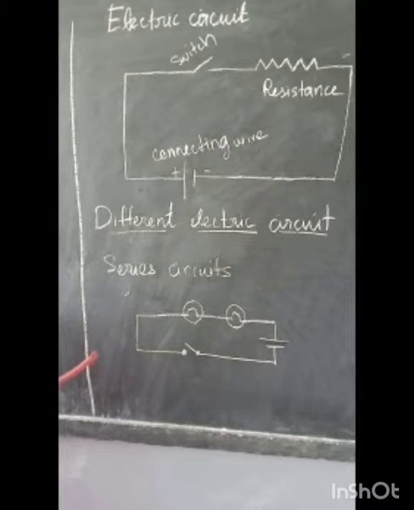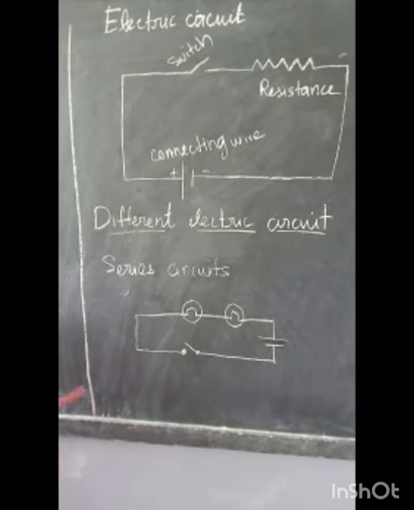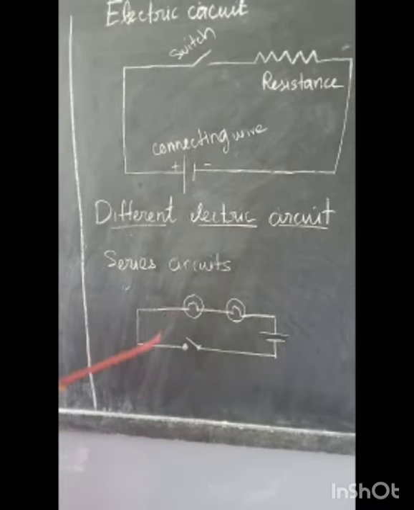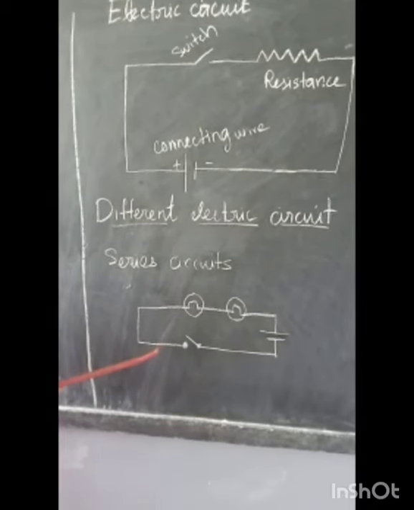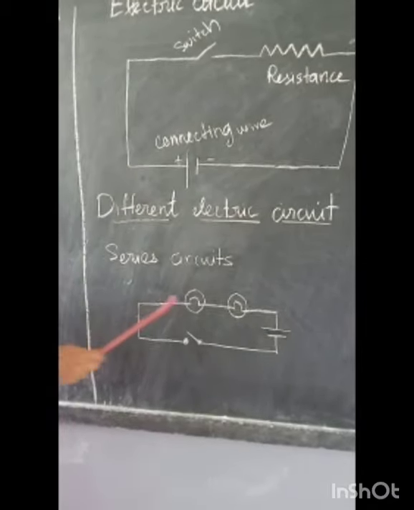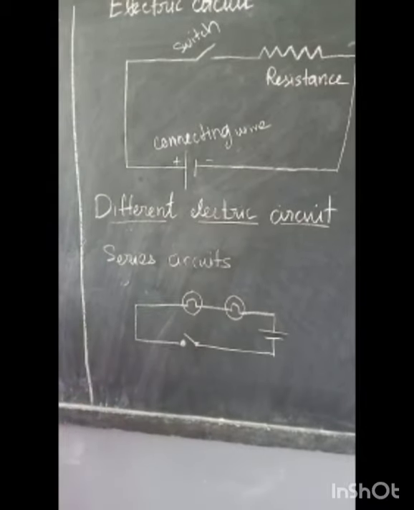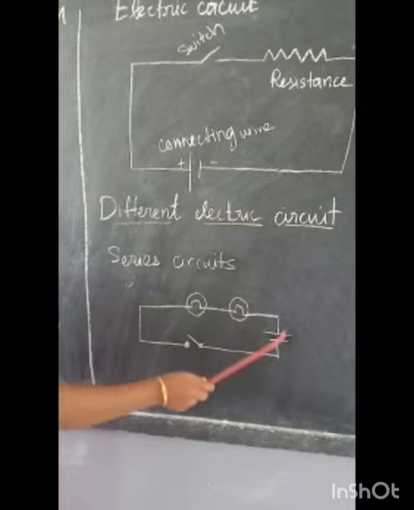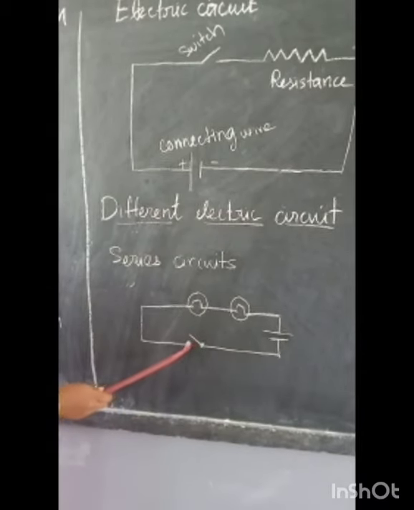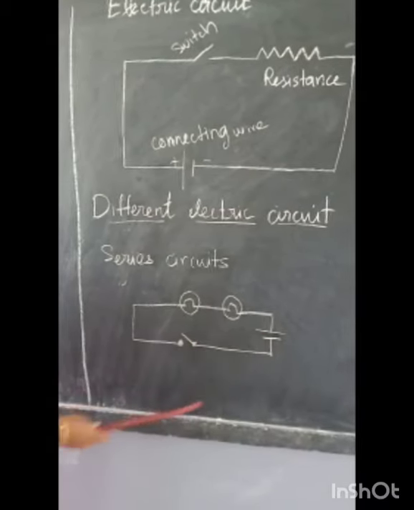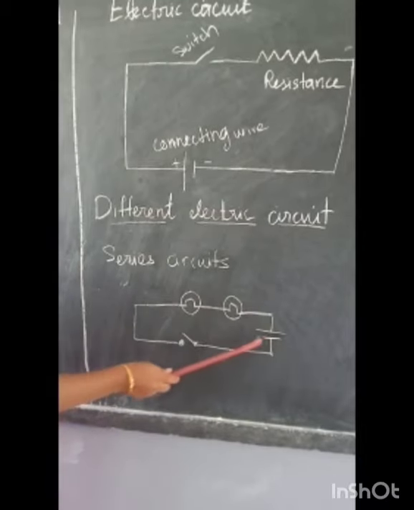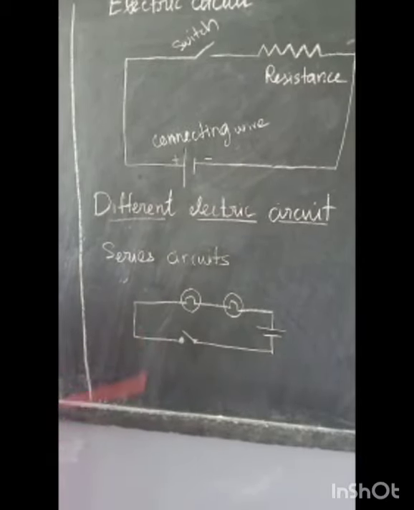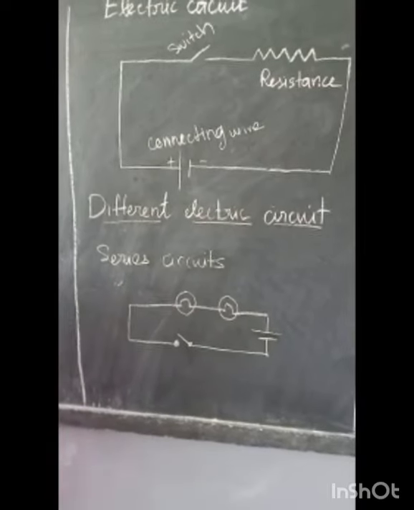In a series circuit, the components are connected one after another in a single loop. There is only one pathway where the electric charges flow. You can see there is only one pathway. When we switch on this battery, the electrons move from the negative terminal to the positive terminal in a single pathway. So this is nothing but a series circuit.